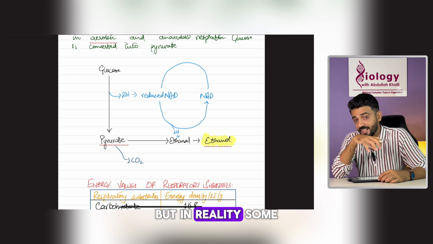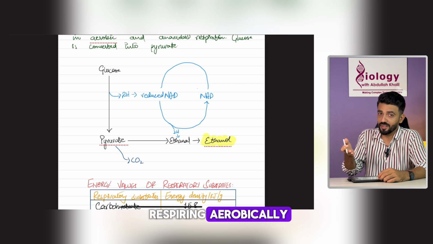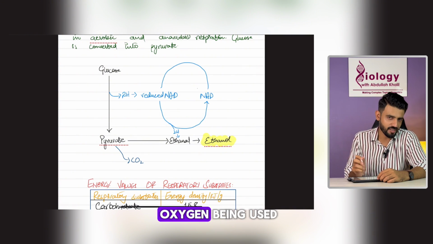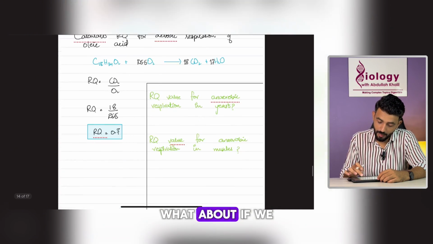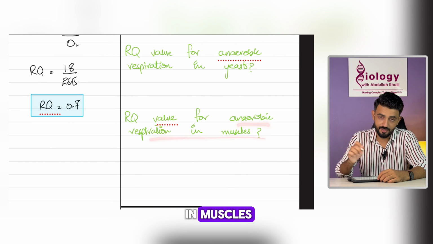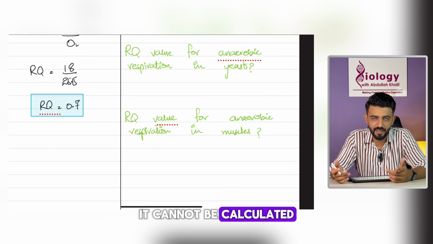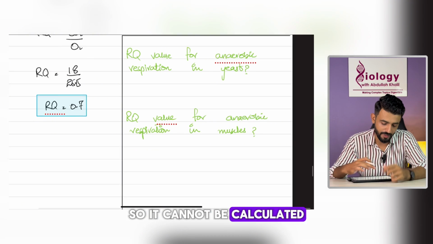But in reality, some of the cells of yeast would actually be respiring aerobically. So there is some oxygen being used, so the value is less than infinity. What about if we calculate the RQ value for anaerobic respiration in muscles? It cannot be calculated. There is no oxygen used, there is no carbon dioxide produced. So it cannot be calculated.